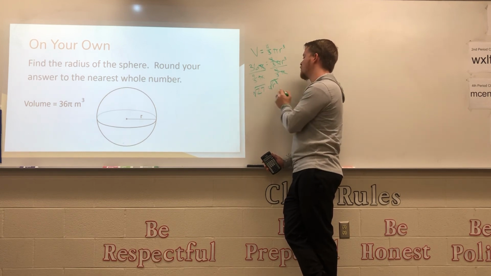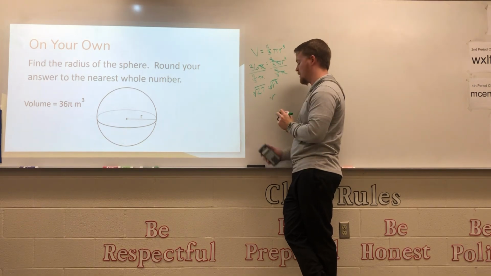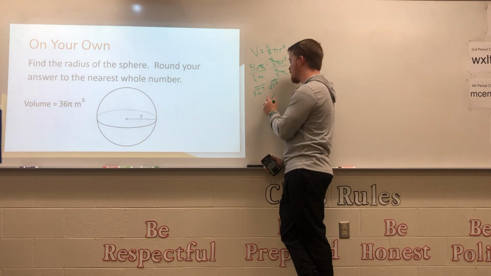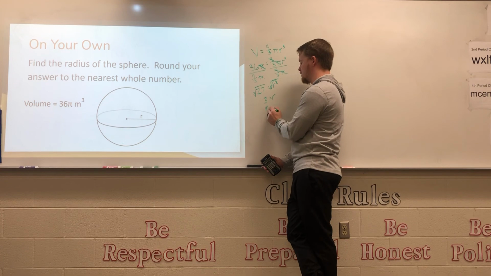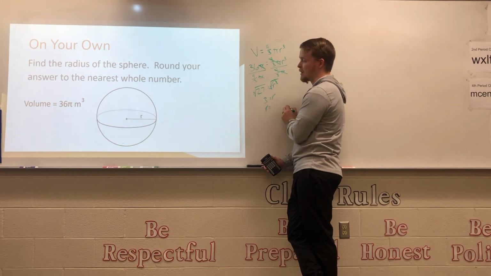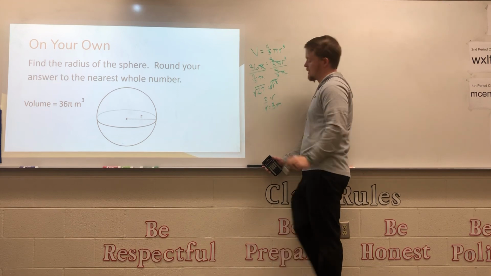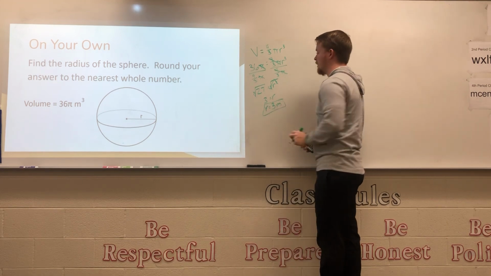Power of 3, cube root cancel out. Leave me with r. And then in my calculator, I hit 27, second 0, and that tells me the cube root of 27 is 3. So your final answer is r equals 3 meters. So there's your final answer for that.